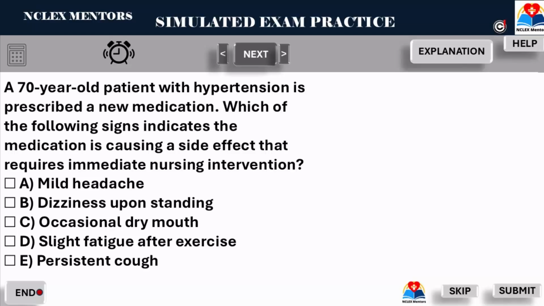Example question 1. A 70-year-old patient with hypertension is prescribed a new medication. Which of the following signs indicates the medication is causing a side effect that requires immediate nursing intervention? A. Mild headache. B. Dizziness upon standing. C. Occasional dry mouth. D. Slight fatigue after exercise. E. Persistent cough.